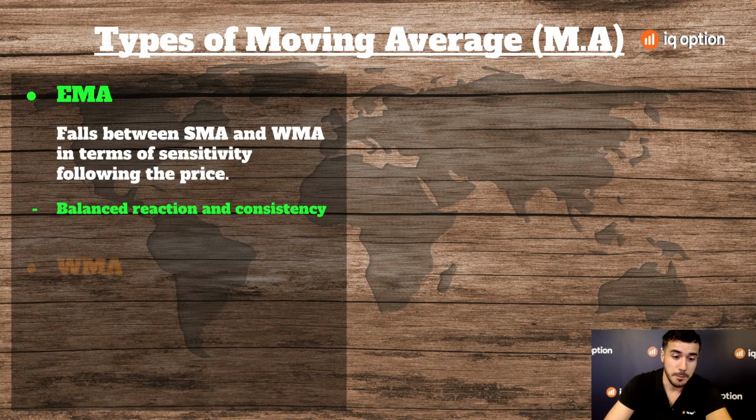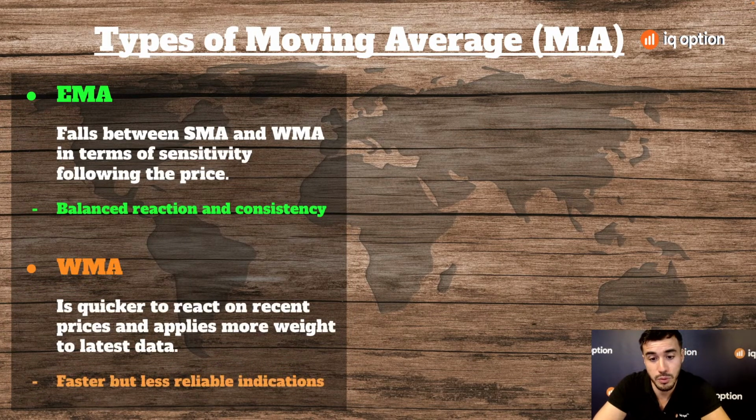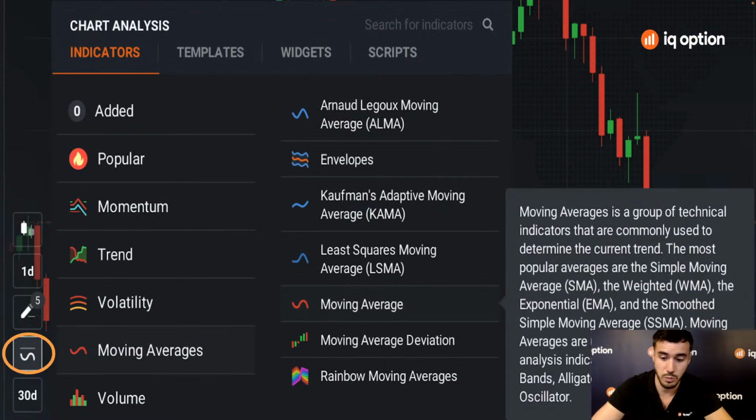And then we have these two, which are the fastest ones. We have the exponential, balanced reaction and consistency. And then the W, the weighted one, which is the fastest, the quickest, can give you the signal to enter a trade. But of course, because it's so fast, it can be a bit less reliable. All of them have pluses and minuses, so it's up to you to get to know them and choose which one works better for you.